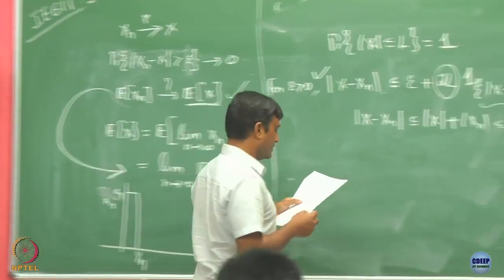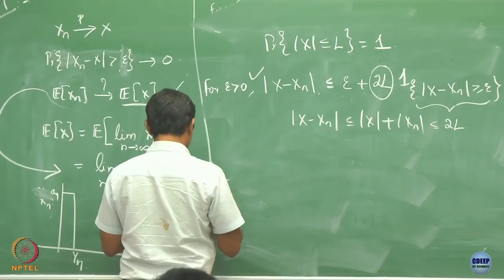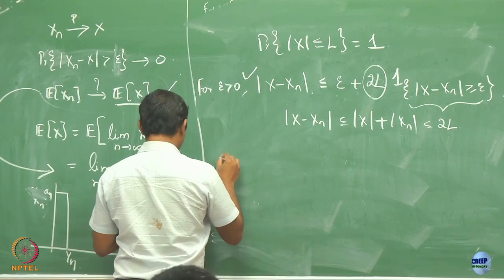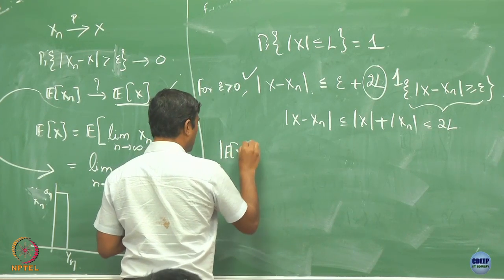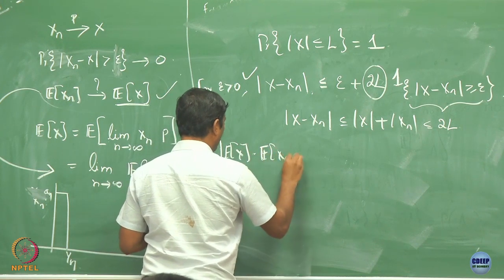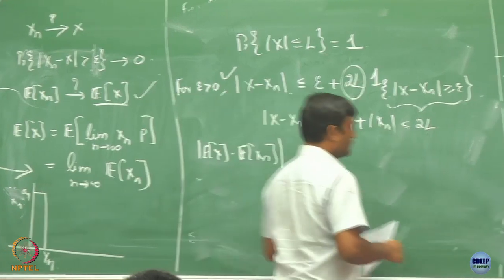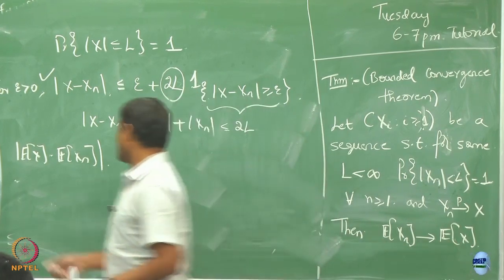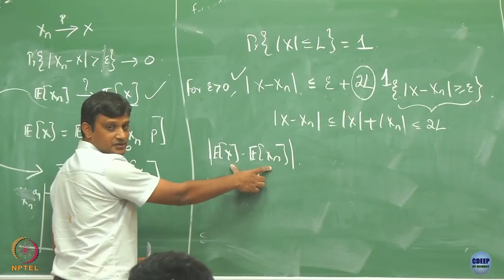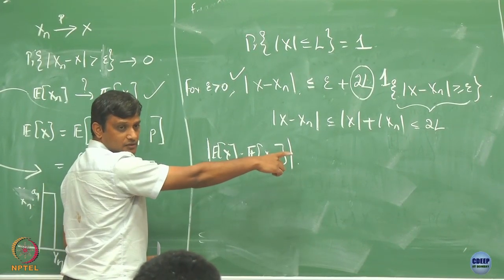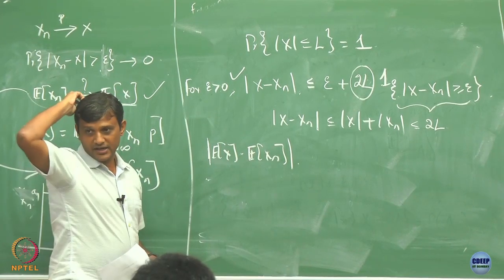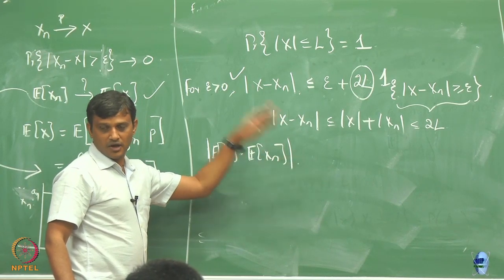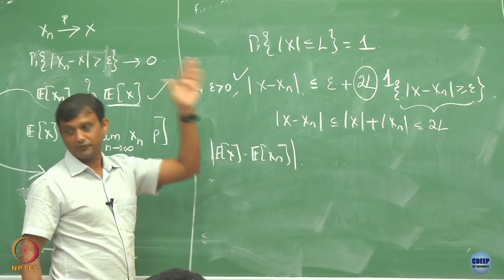Anyway, so I have this inequality here. So now let us see what I want. Now I want to find the expectation. So what is the meaning of expectation of xn goes to expectation of x? That means if I am going to look at the absolute difference of these expectations, this should go to 0 as n tends to infinity, or alternatively what I can show is that this is upper bounded by epsilon for some n which is sufficiently large, right, for all the n after some point.